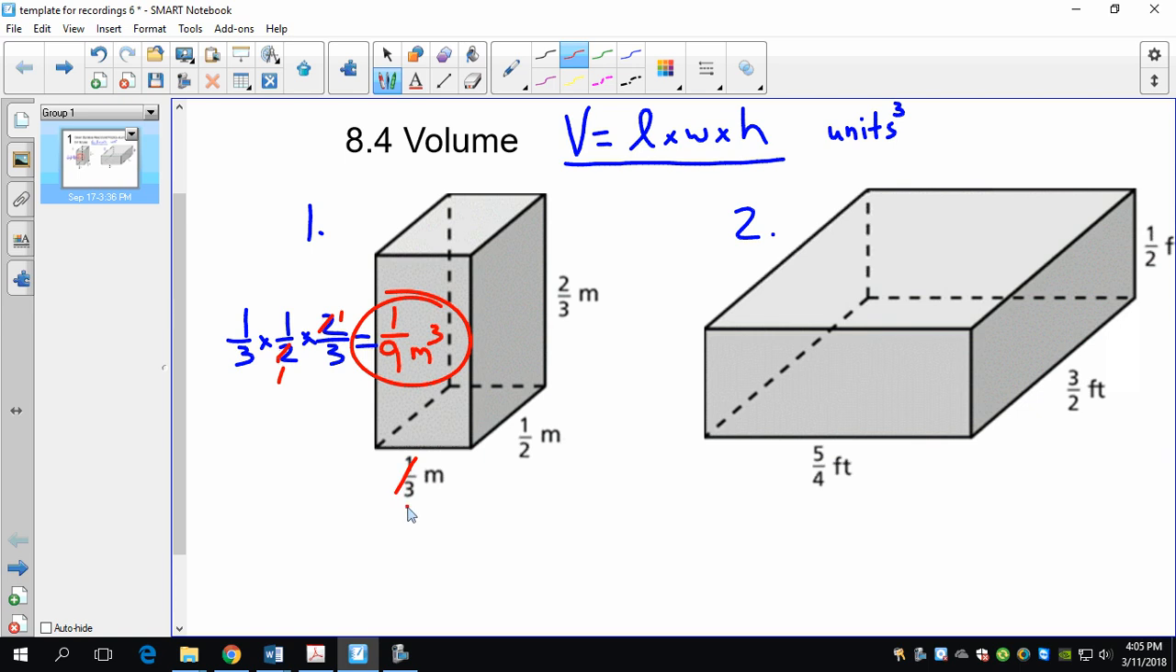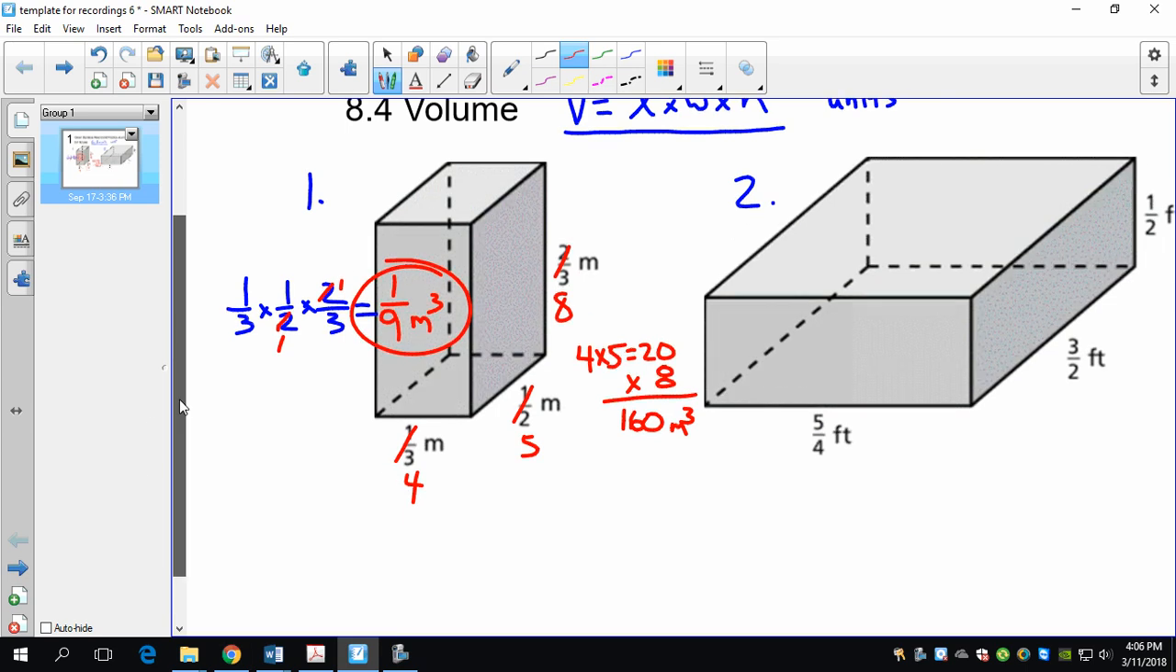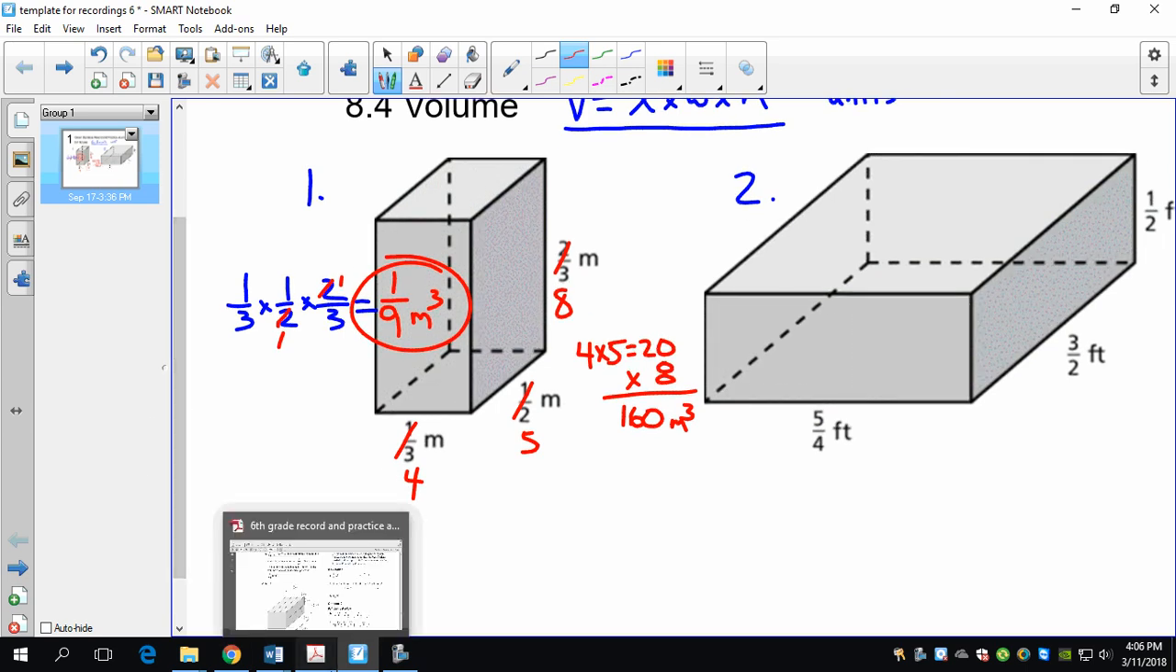Now, just to make it easy, let's pretend that they had normal numbers. Let's give this a 4, let's give this a 5, and let's make this an 8. All you're going to do is multiply those numbers together. 4 times 5 is 20, and 20 times 8 would be 160. I just wanted to do an example with whole numbers so the fractions don't scare you off. But again, it's just multiplying length times width times height.